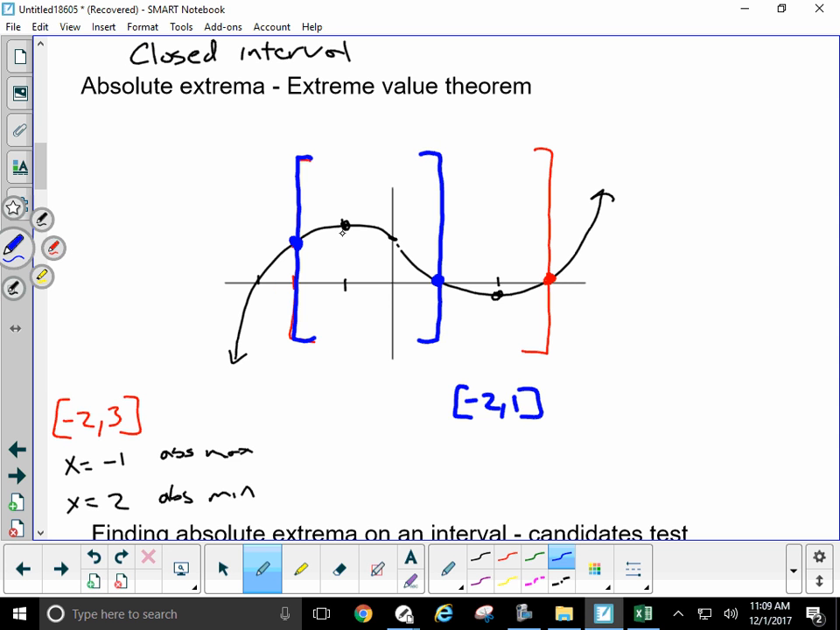We should notice that in this situation that the absolute max is still at x equals -1. But we don't have like a relative min on this function on this kind of curve. Instead, we have an endpoint here, which ends up being the minimum value.